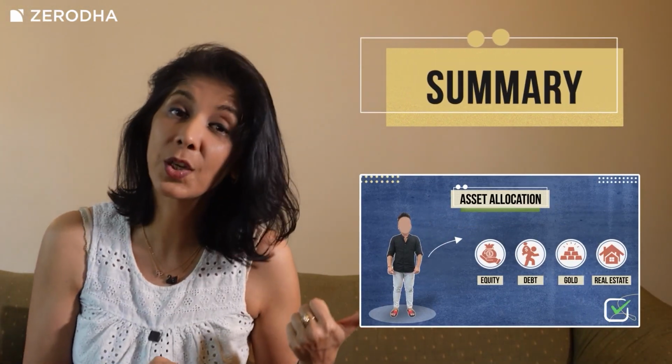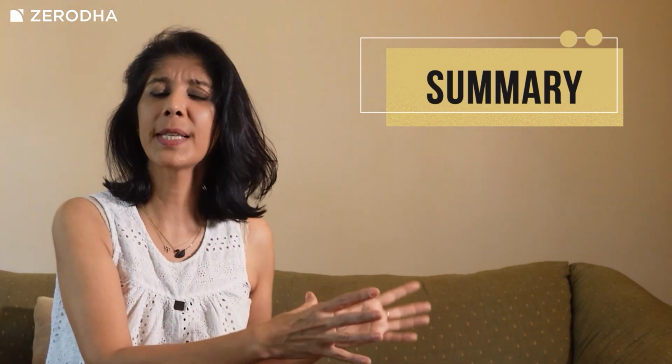That deviation-based approach is what fund managers do in their multi-asset or hybrid products. But for most people like you and me, seeing a financial advisor and doing a time-based one once a year is more than enough. So let's do a recap of what we learned today. We learned what asset allocation is. So basically the spreading across asset classes.